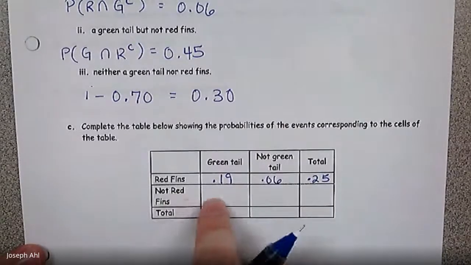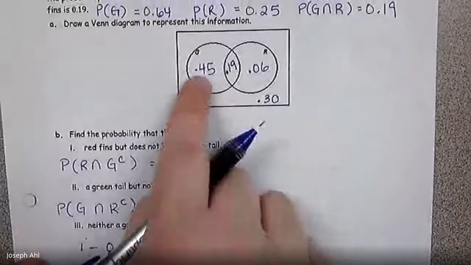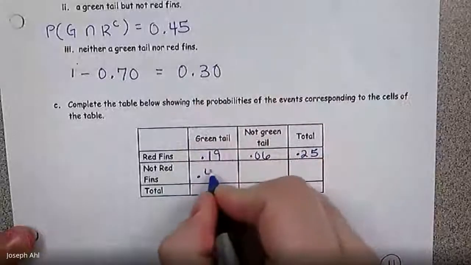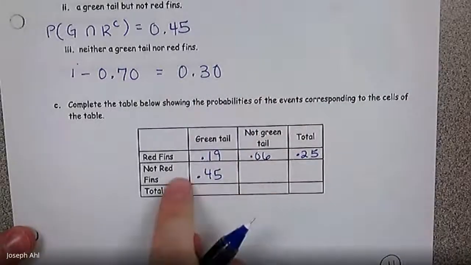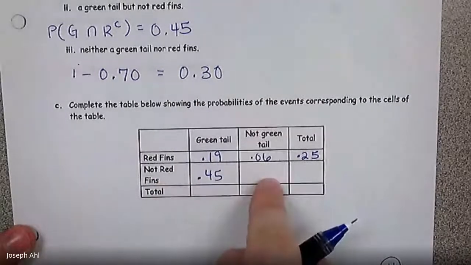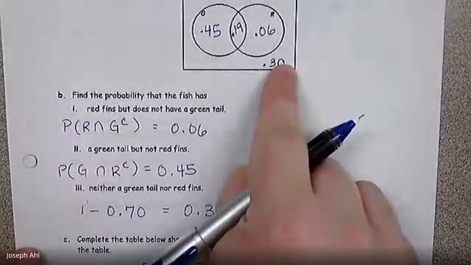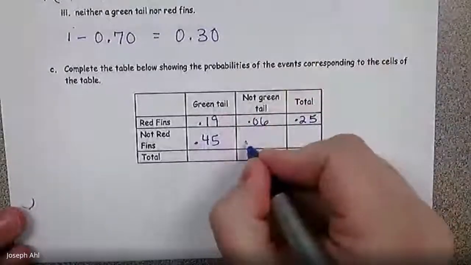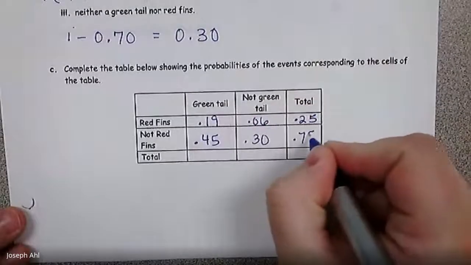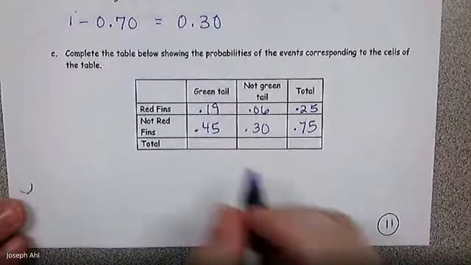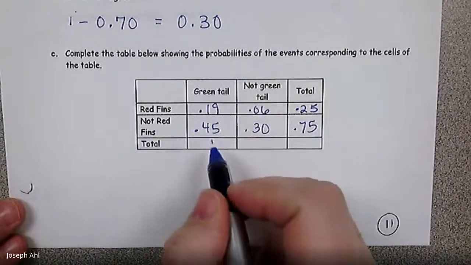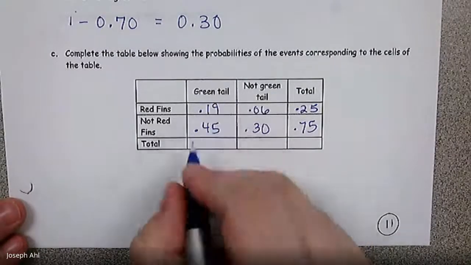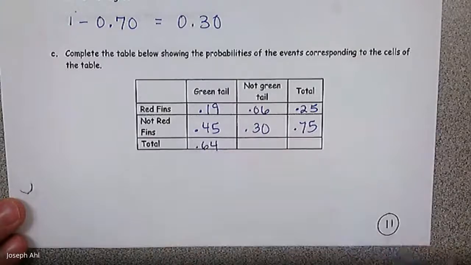All right, not red, but we have green. Well, not red, but green is 0.45. Then we have both here, not red and not green. Not red and not green is 0.3 on the outside there. And that's a total of 0.75. Okay. Let's add going down here. The probability of green in this case was 0.64. Okay, that was given up above.